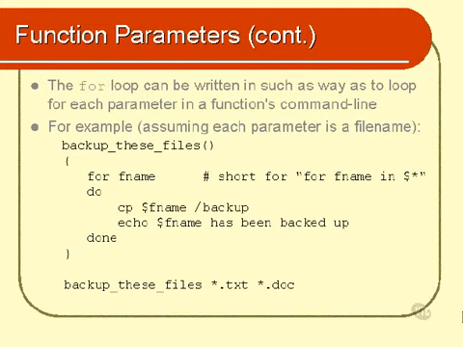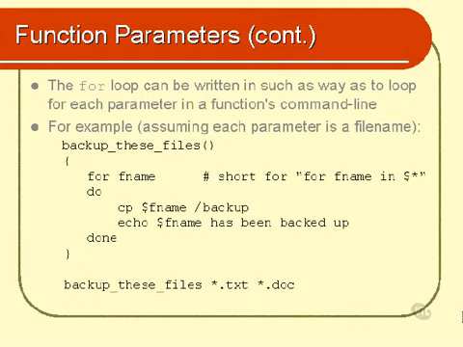Now, incidentally, how many parameters is backup these files actually getting? How many parameters are there on the command line? Well, the answer is surprising. It is not 2. If you said 2, you'd be mistaken. Well, it's not necessarily 2, I should say.